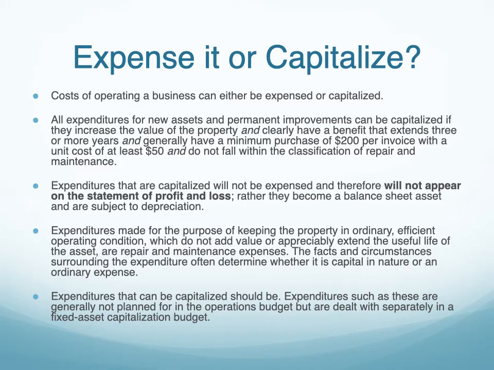Expenditures made for the purpose of keeping the property in ordinary, efficient operating condition, which do not add value or appreciably extend the useful life of the assets, these are repair and maintenance expenses, and they will appear on your financial statement. The facts and circumstances surrounding the expenditure often determine whether it's capital in nature or an ordinary expense. Expenditures that can be capitalized should be. Expenditures such as these are generally not planned for in your operations budget, but are dealt with separately in a fixed asset capitalization budget.